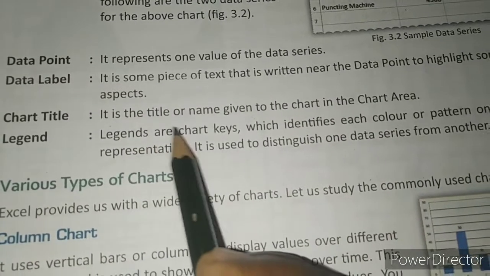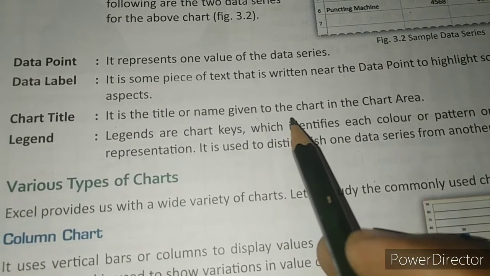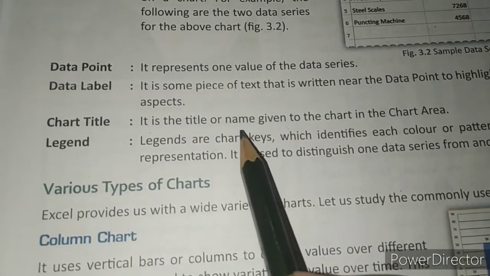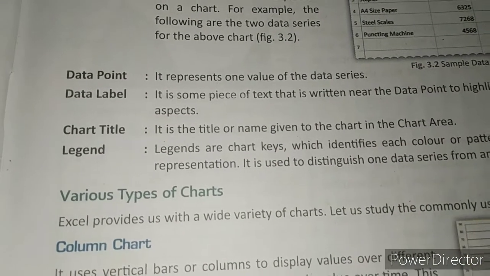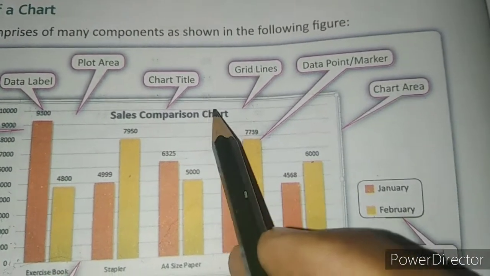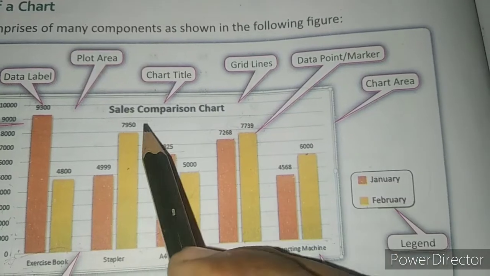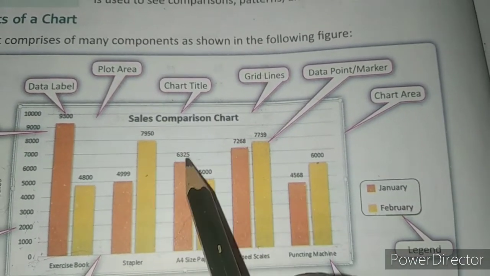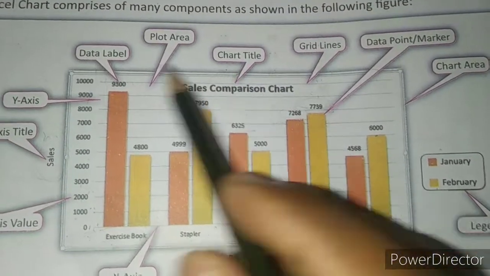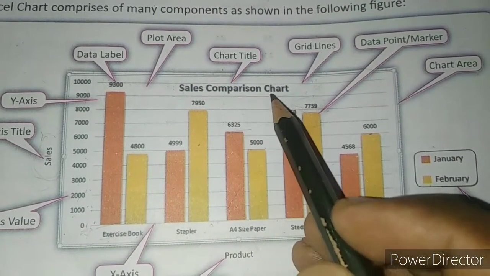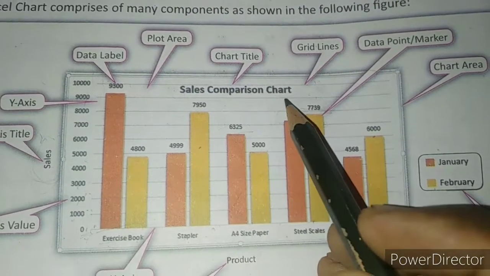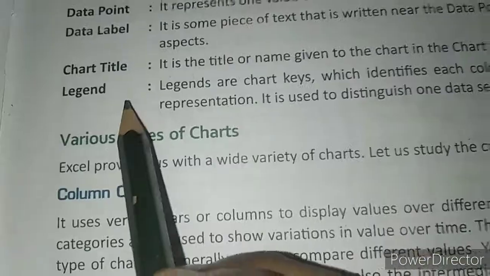Now chart title. It is the title or name given to the chart in the chart area. You can see this is the chart title. It means for what purpose, about what things the chart has been made. The chart shows which things, right? So here this chart shows the comparisons about the sales. That is why the title has been given as sales comparison chart. So this is the title of the chart, right?